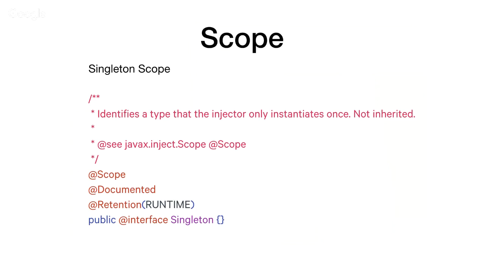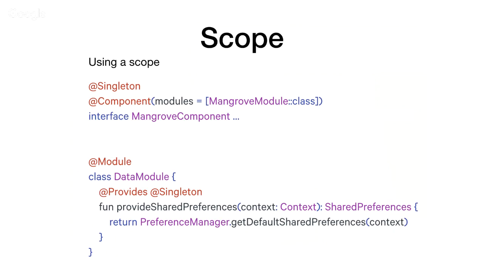Important thing to note, though, is it's got that scope annotation. And that's really it. Well, retention is pretty important as well, but I'm not going to go into that. Yeah, we can just straight up use singleton scope. You don't even have to write your own.